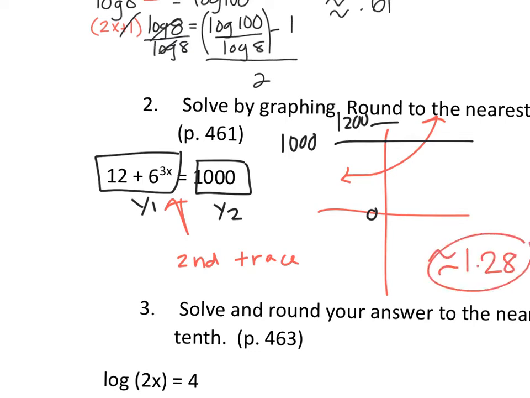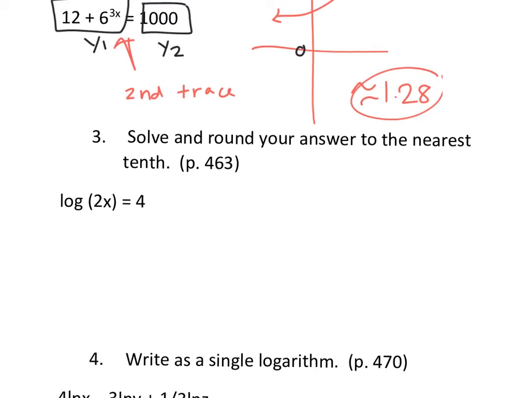And again, you definitely want to check by plugging your answer back in for x and seeing if you get 1,000. If you rounded this and you plug it back in, it's not going to be exactly 1,000. Alright, solve and round to nearest tenth.